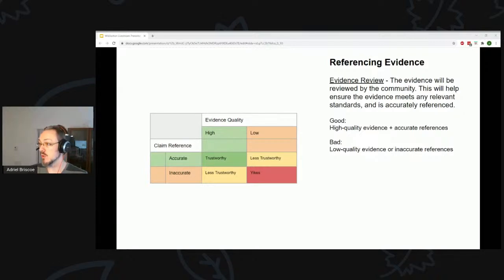And then you can have a really high quality piece of evidence that experts have reviewed and said, yeah, that's trustworthy. But if you're inaccurately referencing it, then it's no longer useful, because now you're not taking the full context of what we actually learned from that study. And people are either intentionally or unintentionally trying to skew it in a certain way. And then there's the worst case scenario where somebody takes a piece of low quality evidence and inaccurately references it, and that's just never going to be useful to anyone.